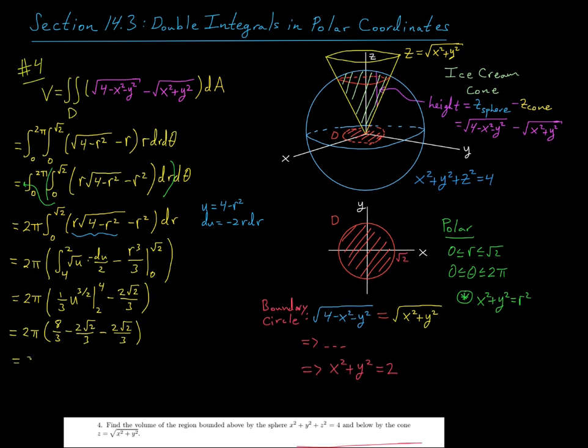So we have 2 pi times, and then we have 8 minus 4 root 2 all over 3. And I'll go ahead and factor out that 4. So when all is said and done, I'm going to get 8 pi times the quantity 2 minus root 2 all over 3. All right, so there would be the volume of our ice cream cone, and that's going to do it for this problem.